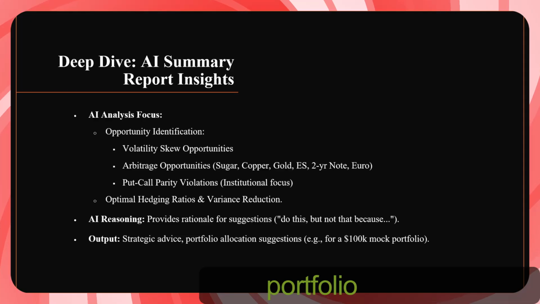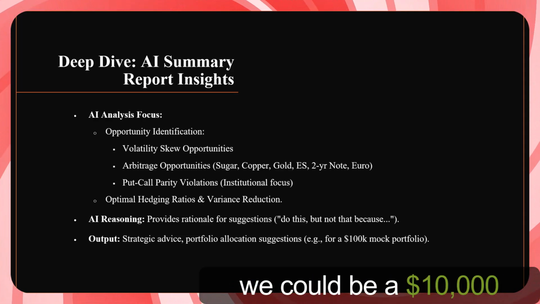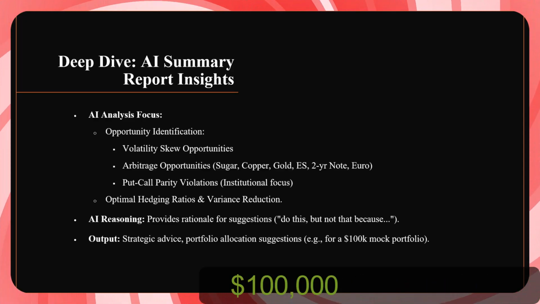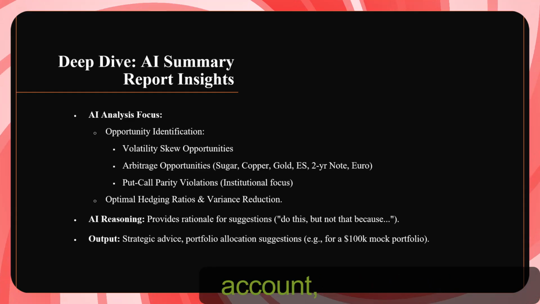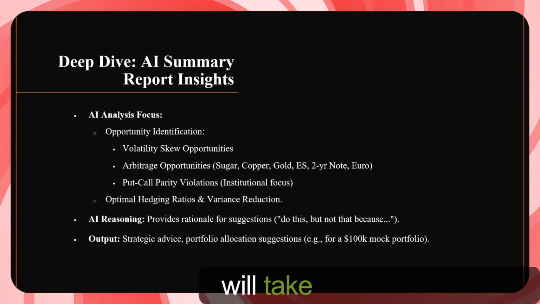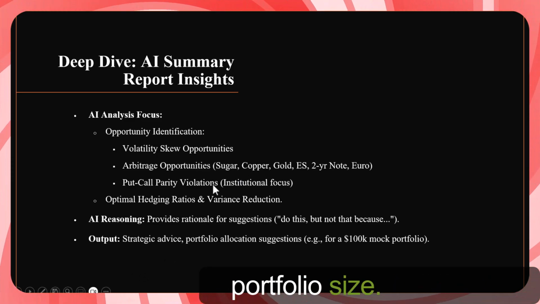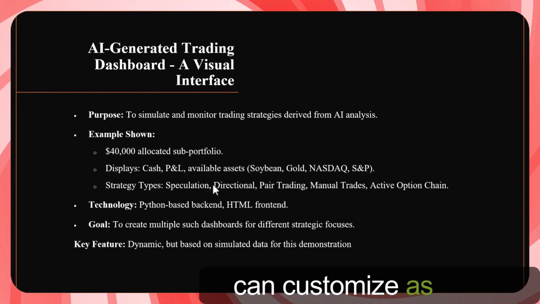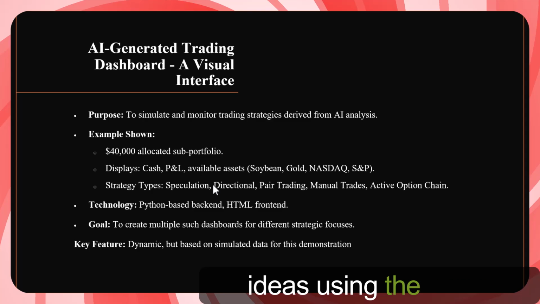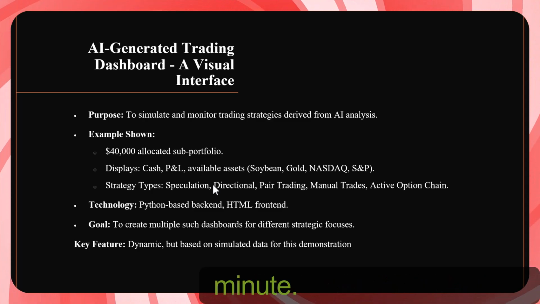We can build out portfolio allocation suggestions. So as I said, we could be at a $10,000 mock portfolio, or it could be a $100,000 mock portfolio. And the higher the account, the more options you get as well. And the AI will take care of all that for you, built around the portfolio size. So this we can customize as well. I can also generate trading ideas using the same process for individuals. I'll talk about that in a minute.